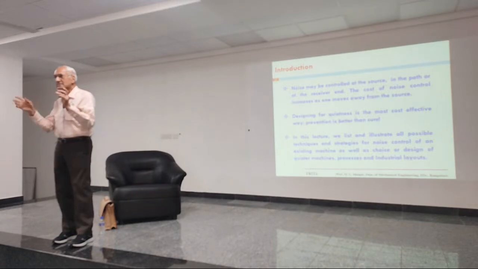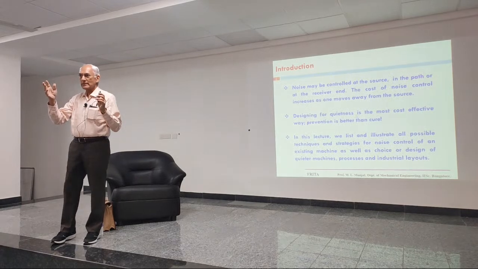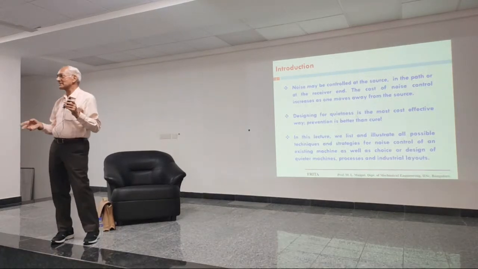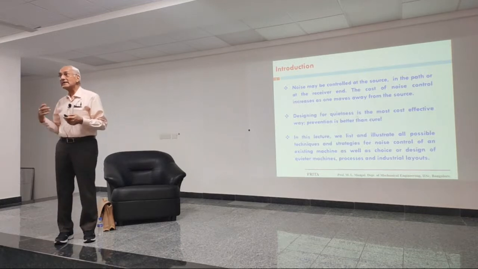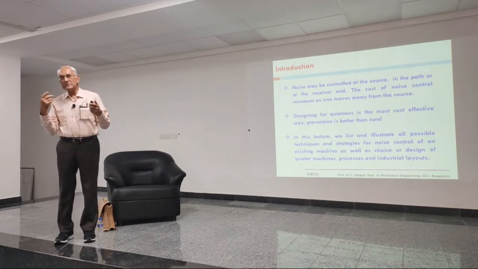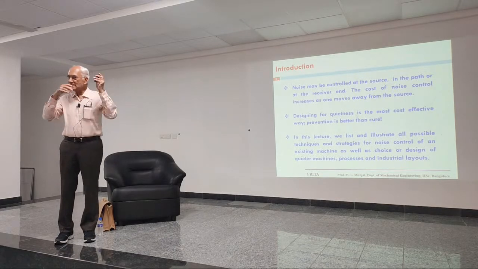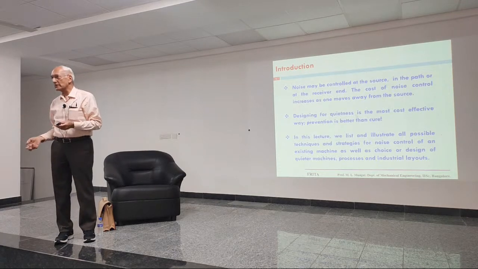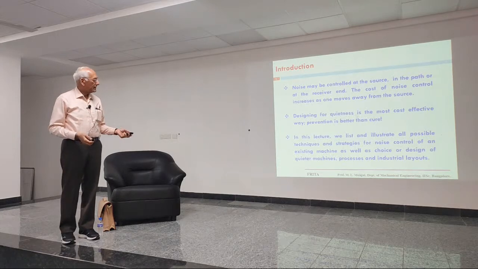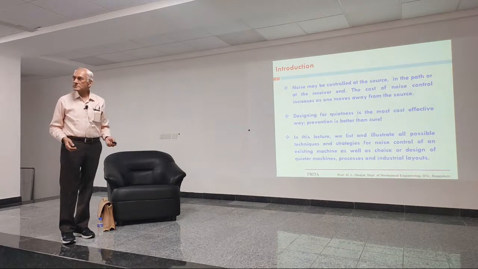So as engineers, our first thing should be, can I do something right there, so that the noise doesn't come out of that place? That is my stress, and that is what I mean when I say designing for quietness. You design the machine in such a way that no noise is produced; that's the best. Once it is produced, you will have to spend much more time, money and effort to control it. Designing for quietness is the most cost-effective way. As they say, prevention is better than cure.